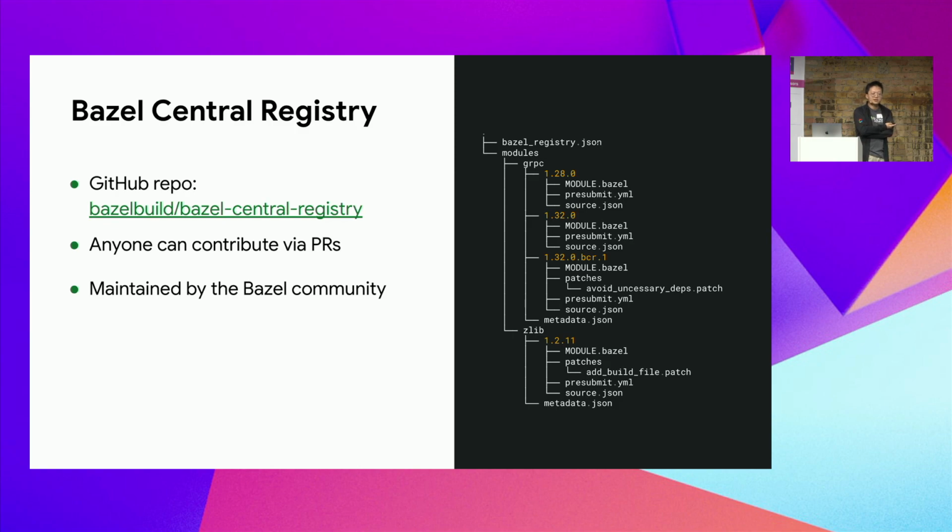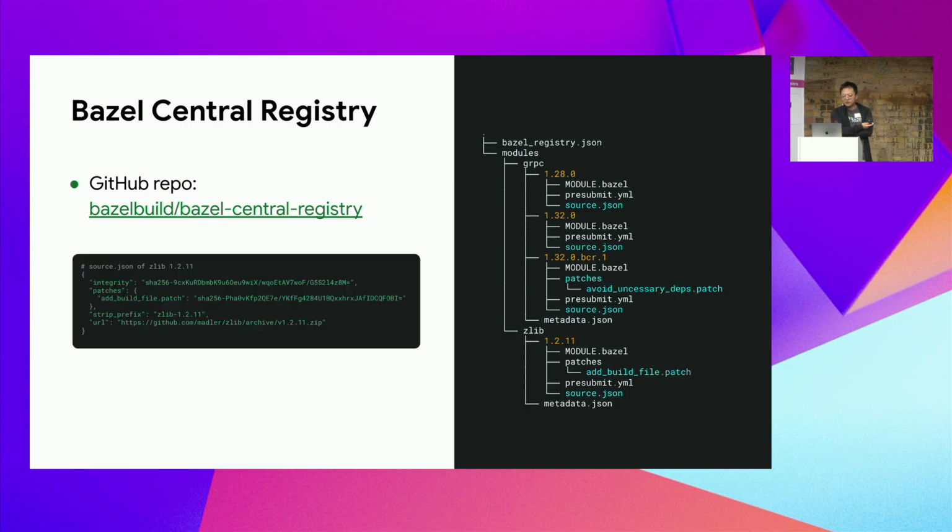And the content is actually maintained in a GitHub repo. This is similar to Homebrew, and anyone can contribute via PRs. And the best thing is that the BCR is maintained by the Bazel community. Without the community support, we couldn't have kept it running. In the Bazel Central Registry, we store the source.json file to record where to get the source archive for the package. And we also have a SHA hash to make sure it's correct and reproducible. For the patch file, you can apply a patch, for example, to add a build file. And it also has a hash value associated.